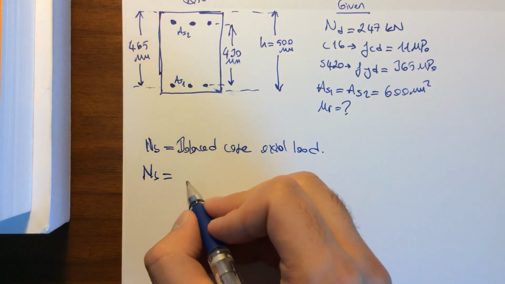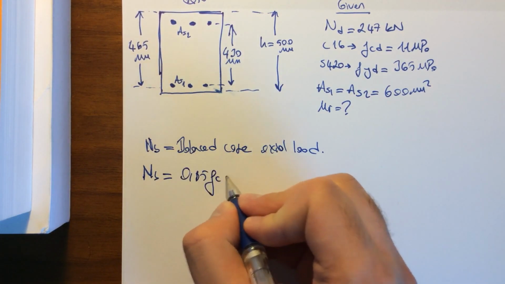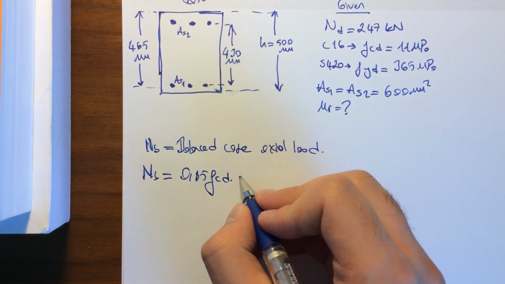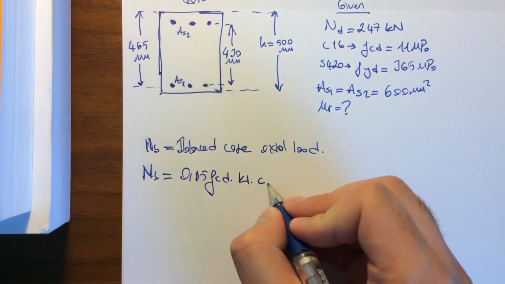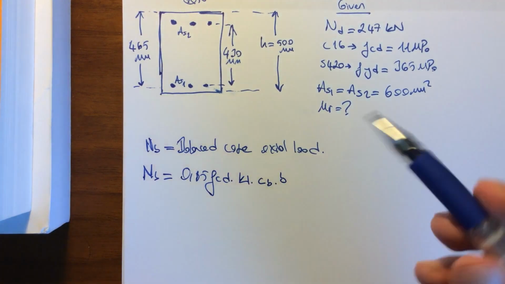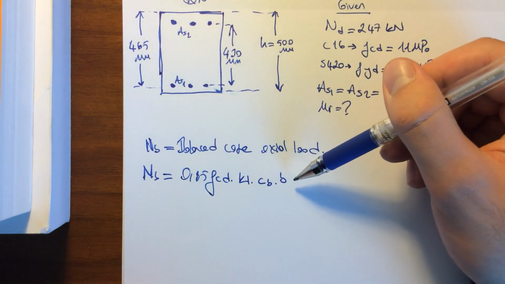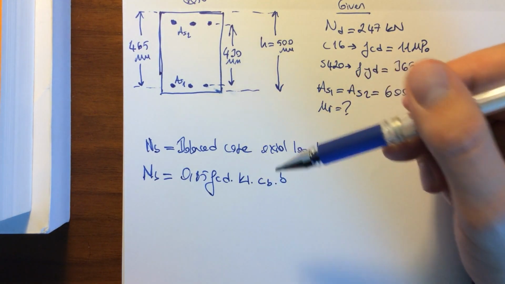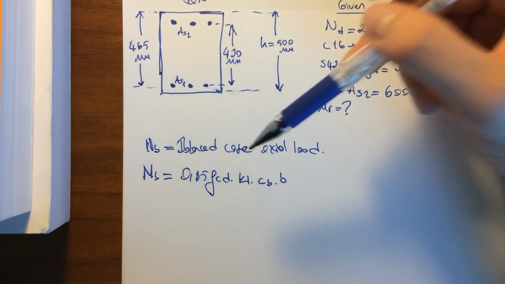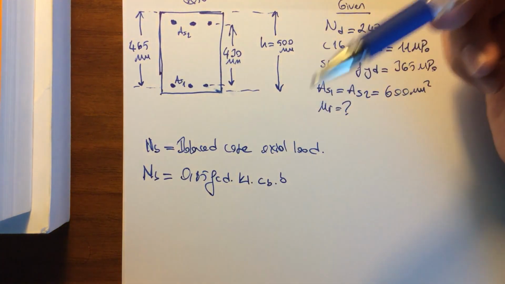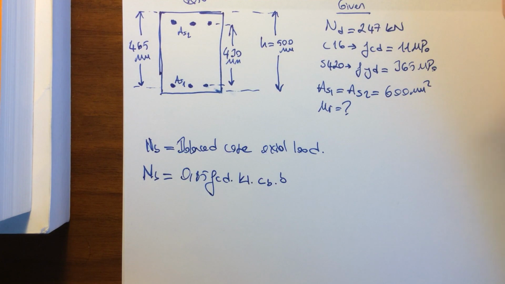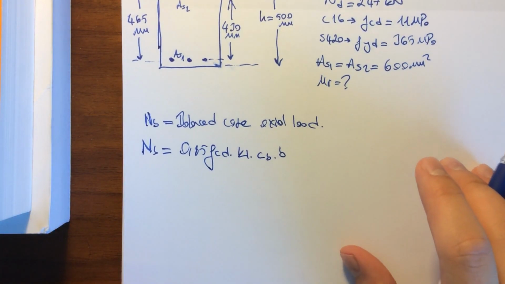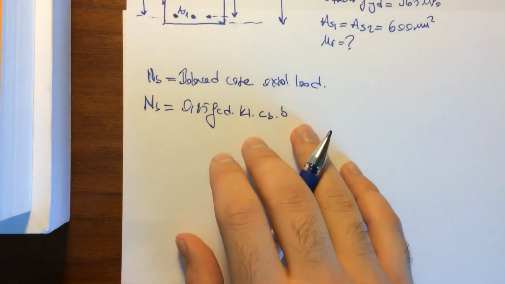NB is formulated as 0.85 times fcd times k1 times c balanced times b. We know every value in here except cb, which is the neutral axis depth for the balanced case. In order to find that, we need to draw a strain diagram and write the triangle similarity equation. So let's draw our strain diagrams.